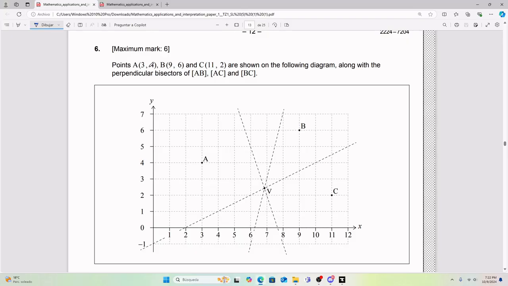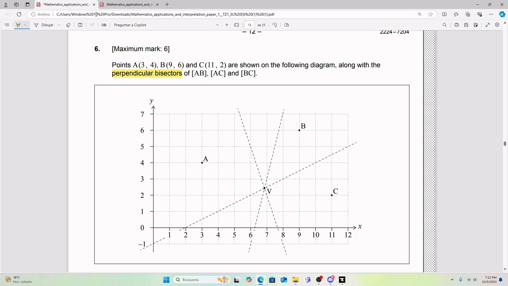We have that points A (3, 4), B (9, 6), and C (11, 2) are shown on the following diagram, alongside the perpendicular bisectors of AB, AC, and BC.